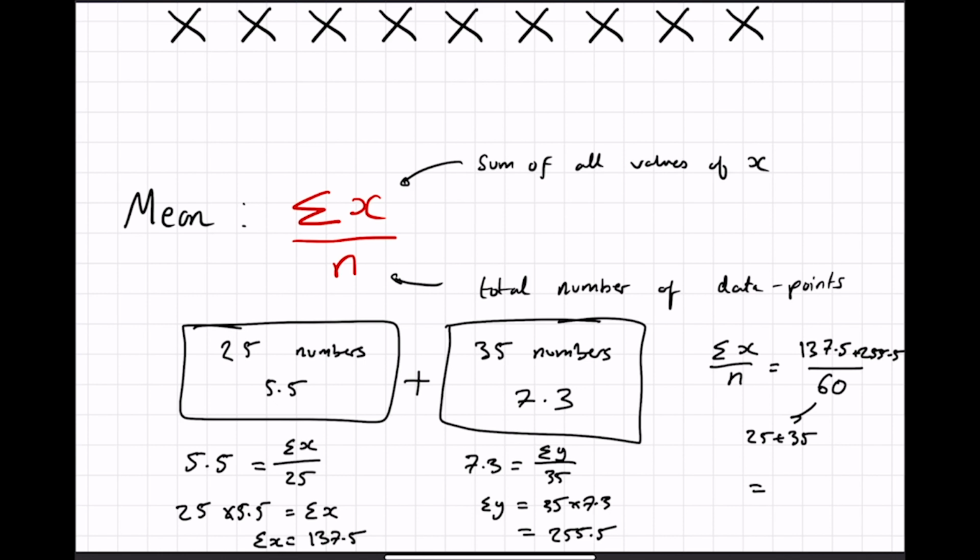Actually, let me get my calculator. Equals that divided by 60. Okay, equals 6.55. So that's what the average of all these numbers together should be. So that's basically how you do it.